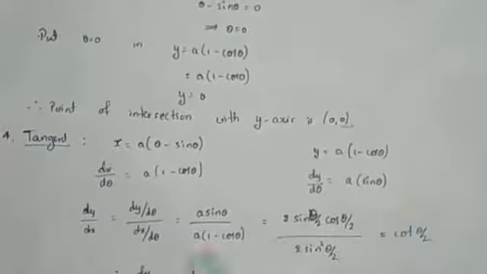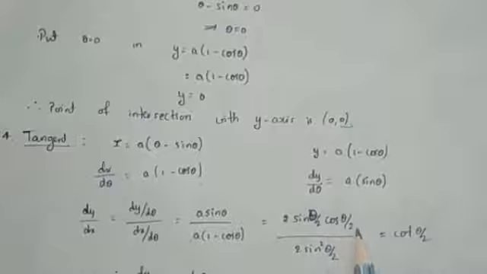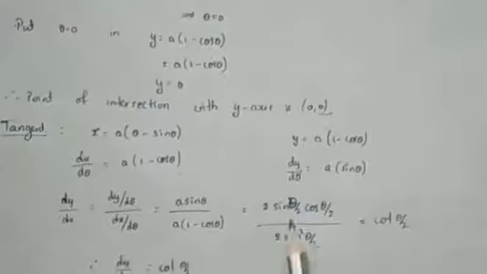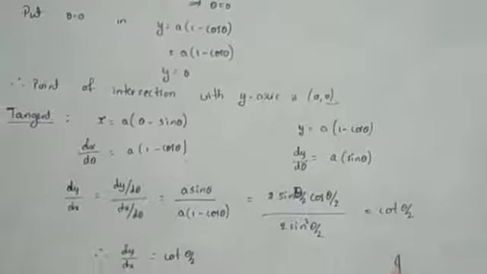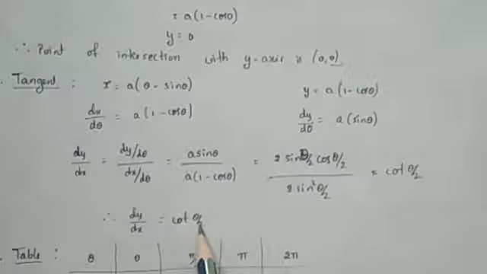Next we find dy by dx. dy by dx is equal to dy by d theta divided by dx by d theta. dy by d theta is a into sin theta, dx by d theta is a into 1 minus cos theta. The a gets cancelled. Sin theta is 2 sin theta by 2 into cos theta by 2 by using half angle formulas. Next, 1 minus cos theta is 2 sin square theta by 2. The 2 gets cancelled, sin theta by 2 gets cancelled. We get cot theta by 2. So dy by dx is equal to cot theta by 2.